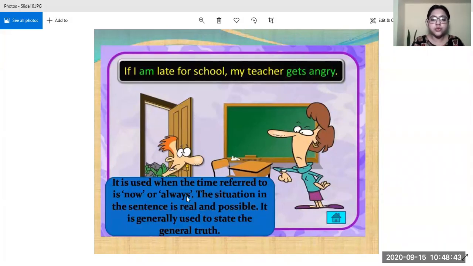So it is used when the time referred to is now or always. The situation in the sentence is real and possible, that is most likely to happen, and it is generally used to state the general truth.